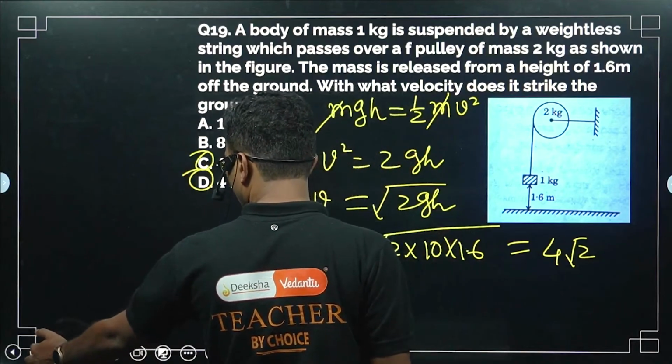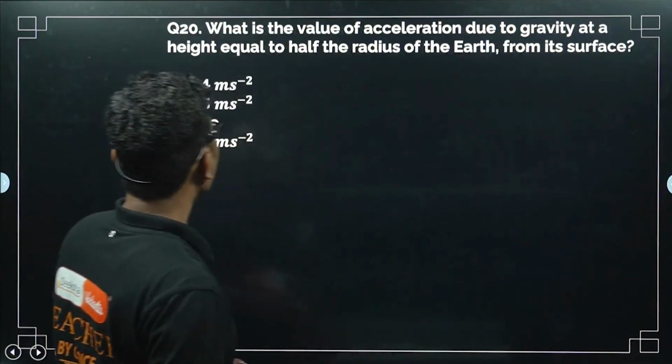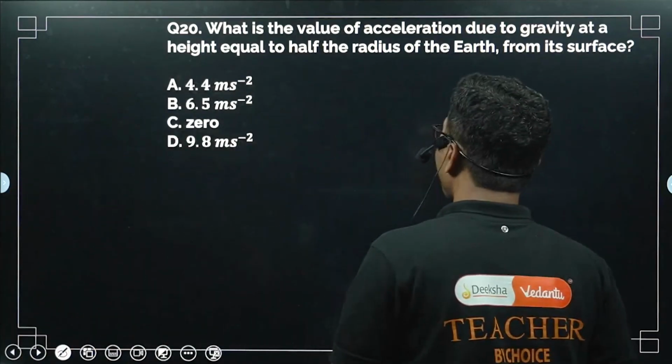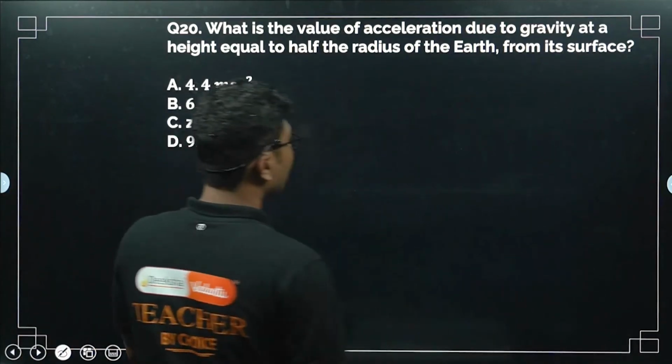Now next, what is the value of acceleration due to gravity at a height equal to half the radius of the earth from its surface?